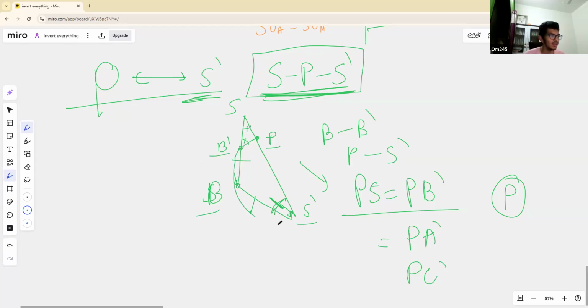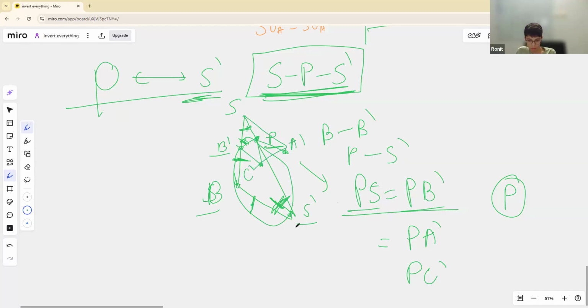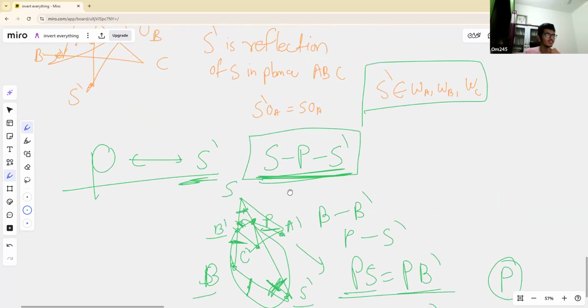Now these are cyclic because of power of a point. So this angle is equal to this angle. And because this length is equal to this, again by reflection, that implies PS equals PB dash. Similarly, we get PS equals PA dash and PS equals PC dash. And that gives us P is a circumcenter. And that finished the problem.